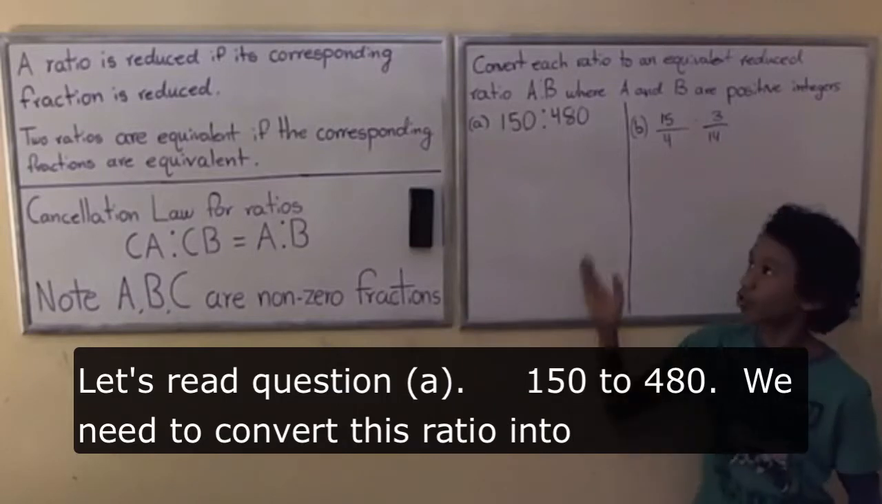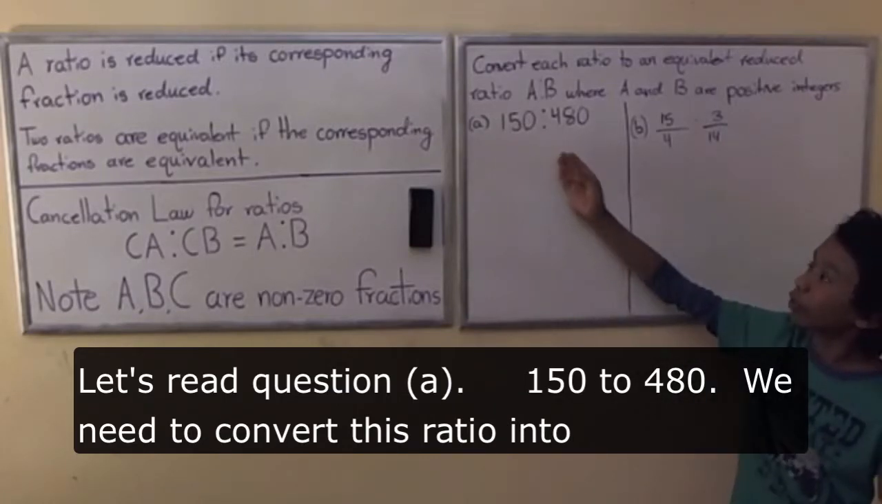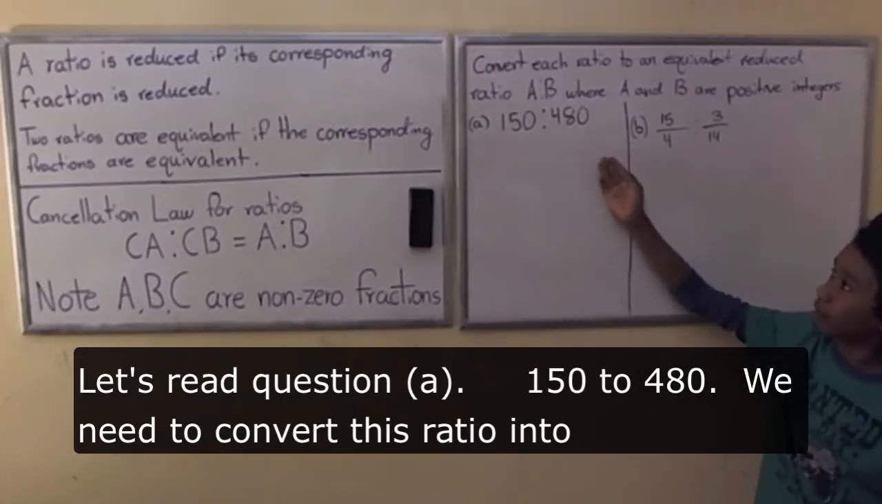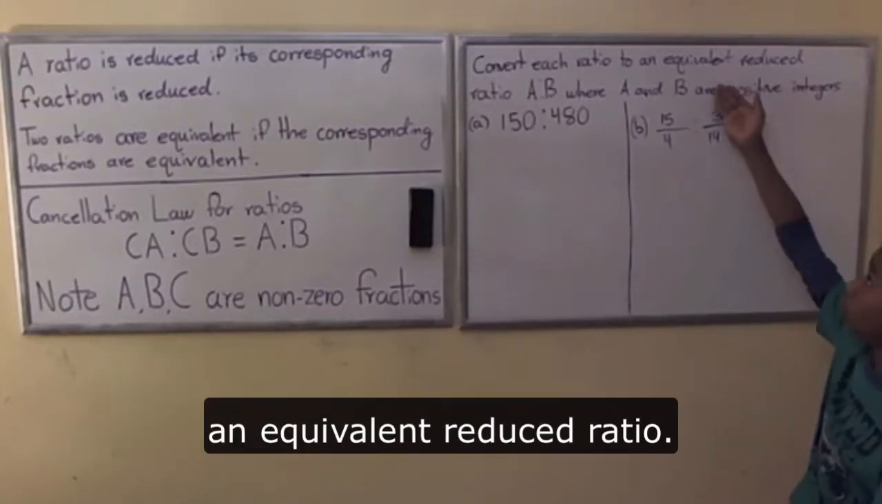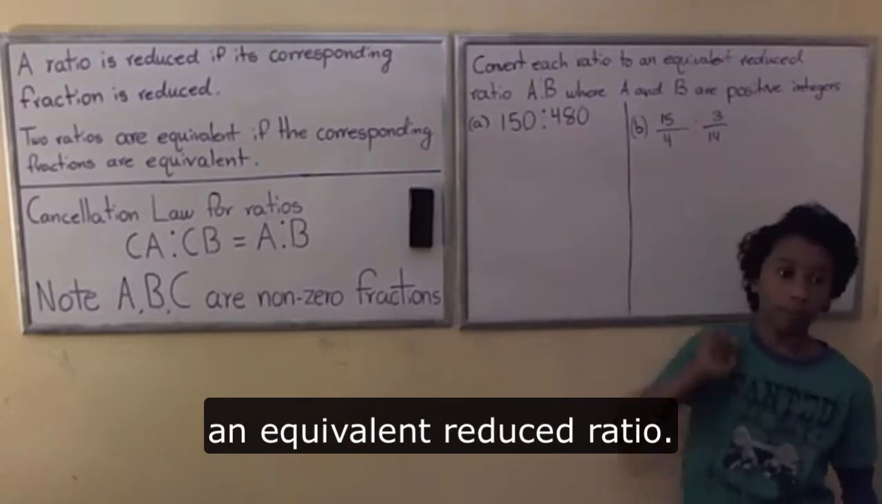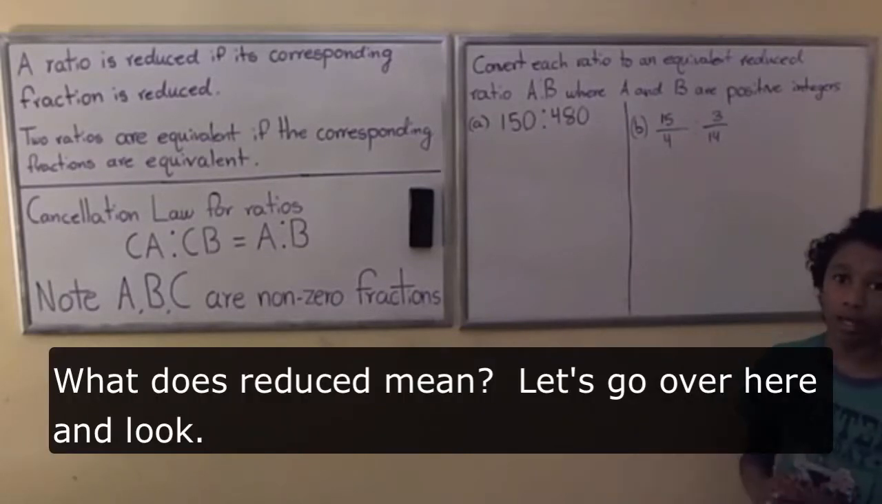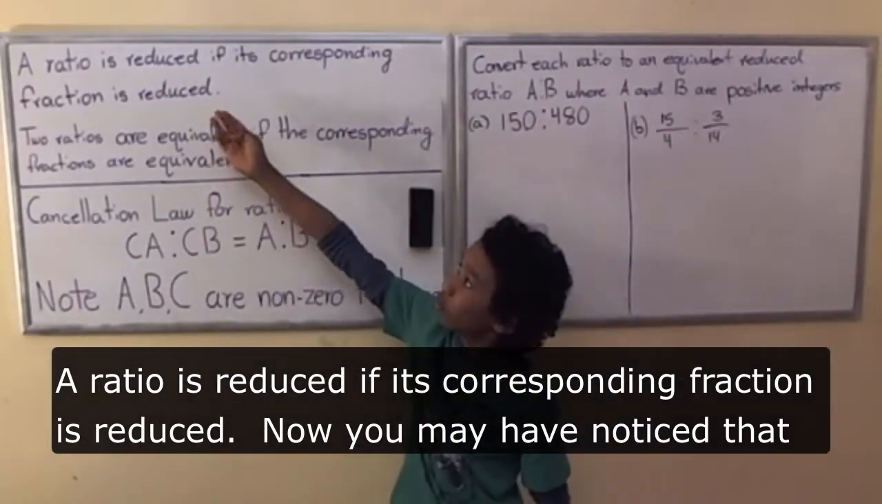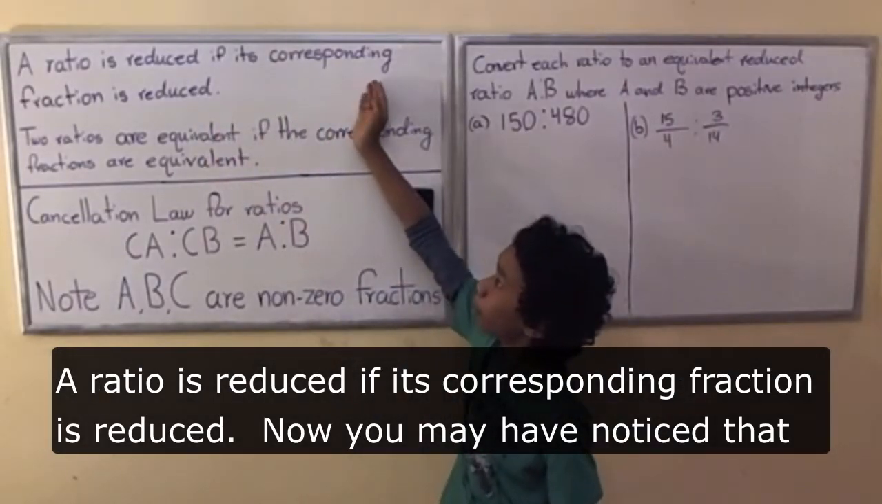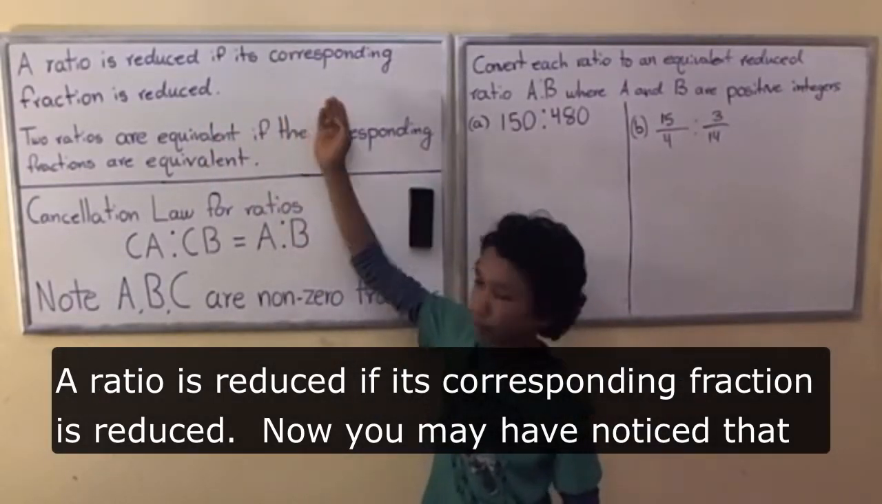Let's read my question A. 150 to 480. We need to convert this ratio into an equivalent reduced ratio. What does reduced mean? Let's go over here and look. A ratio is reduced if its corresponding fraction is reduced.